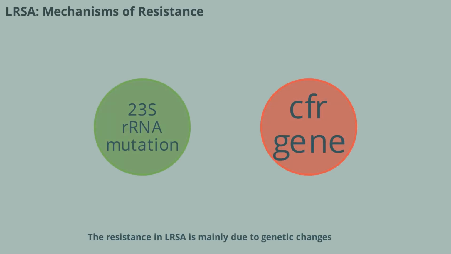Resistance in LRSA is mainly due to genetic changes. Mutations in the 23S rRNA or ribosomal proteins, and the presence of the cfr gene all contribute to linezolid resistance. These alterations prevent linezolid from binding to its target on the 50S ribosomal subunit, so protein synthesis is no longer inhibited. This highlights the adaptability of S. aureus and the need for ongoing surveillance and careful antibiotic use.